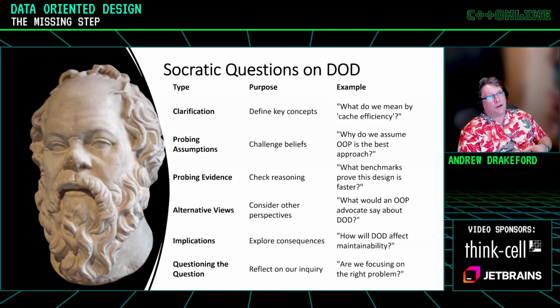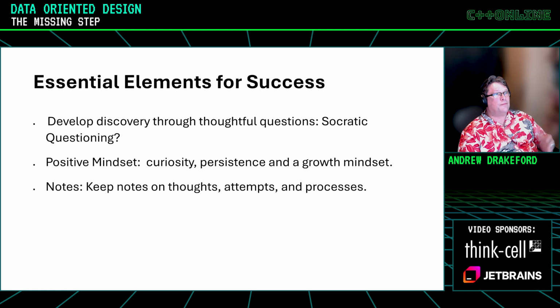I'm sure that Polya knew about Socrates. Socrates was the king of asking questions. And asking questions is a way of getting good answers. Here we can look at clarification questions, probing assumptions, probing evidence, looking for alternative views, exploring the consequences, and reflecting on our inquiry. So if you think you need to answer questions, look at Socrates' list and develop some.